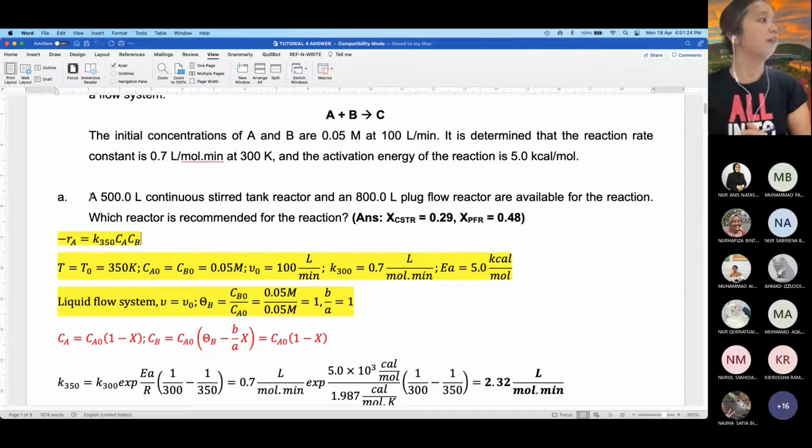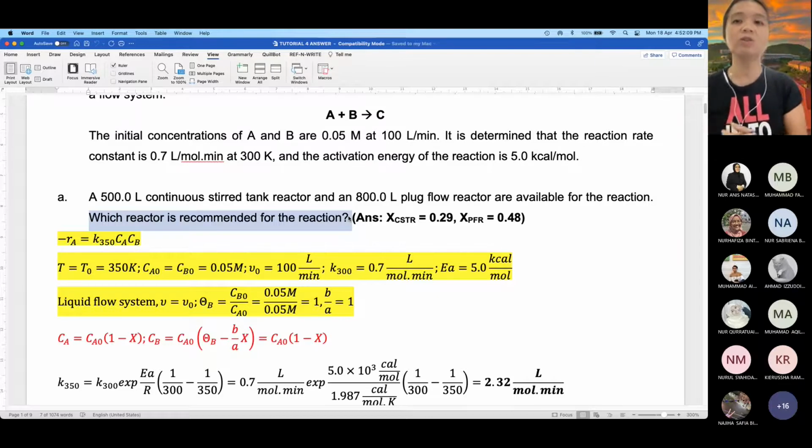Question A says, a 500 liter continuous stirred tank reactor, CSTR, and an 800 liter plug flow reactor, PFR, are available for the reaction. Imagine in your plant you have two reactors, a 500 liter CSTR and an 800 liter PFR. So you have two separate reactors. They ask which reactor is recommended for the reaction. They give you the volume of the reactor, and the question is very simple: which reactor do we want to use?